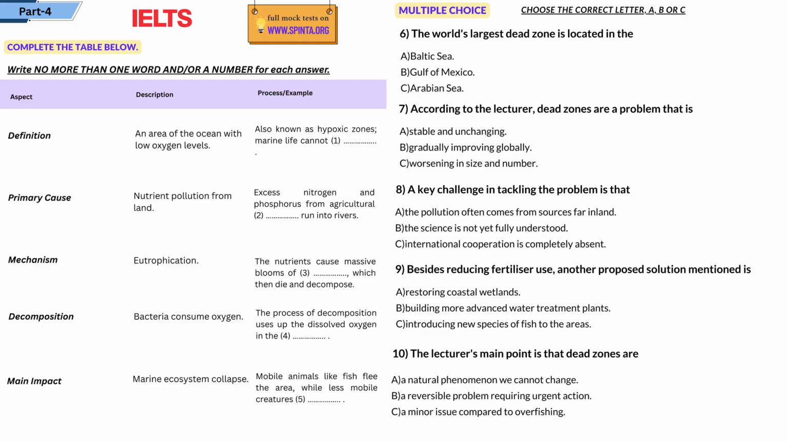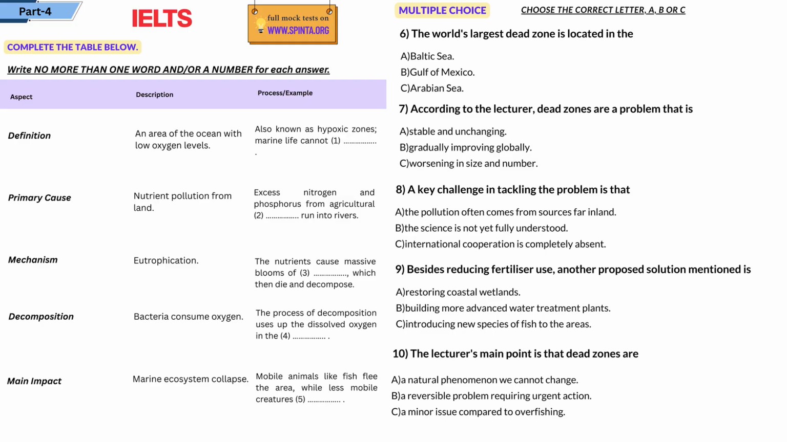Let's begin with a clear definition. A dead zone is a more common term for a hypoxic zone. Hypoxic simply means low in oxygen. These are areas of the ocean where the concentration of dissolved oxygen is so low that most marine life simply cannot survive. While these can occasionally occur naturally, the vast majority of the hundreds of dead zones that now exist around the world are caused by human activity.